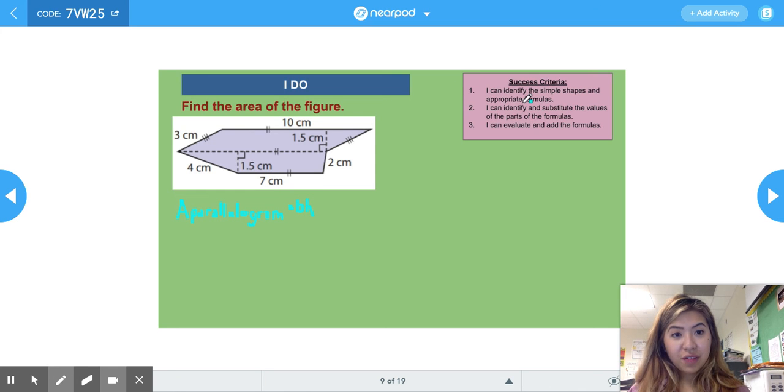So then I have to identify the base value and the height value. So I'm going to highlight it. So my base for the parallelogram is going to be 10, and then my height is going to be 1.5. So to find the area of the parallelogram, I'm multiplying 10 by 1.5, which gives me 15. And since my unit of measurement is centimeters, it's going to be centimeters squared.